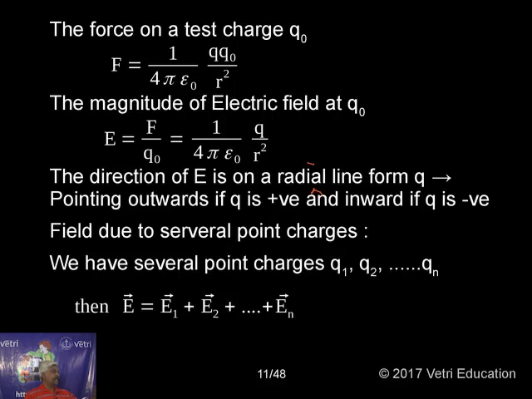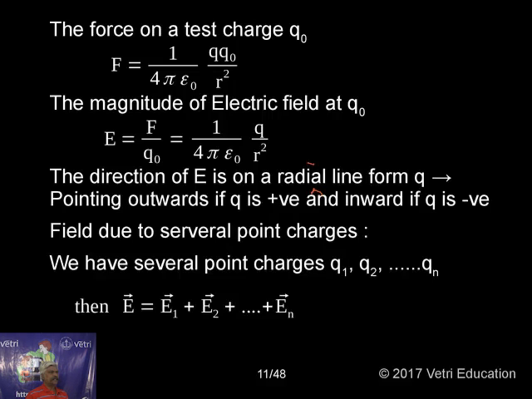The definition clearly tells you that it is the force experienced by a unit positive charge placed at that point. Therefore, Q naught is always plus 1, not minus. If Q is positive, the field is directed along A to B, away from the charge. If Q is negative, it is along BA. That is the thing we have to understand.